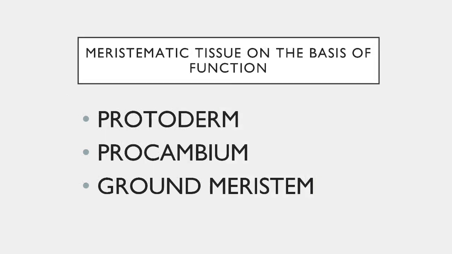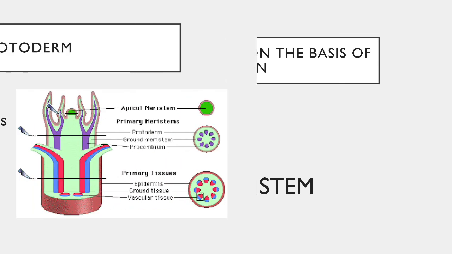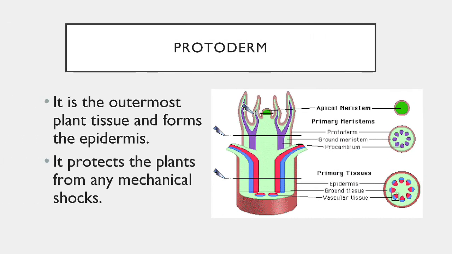Meristematic tissue on the basis of function. So there are three functions, which are protoderm, procambium, and ground meristem. Protoderm. It is the outermost plant tissue and forms the epidermis. It protects the plants from any mechanical shocks.